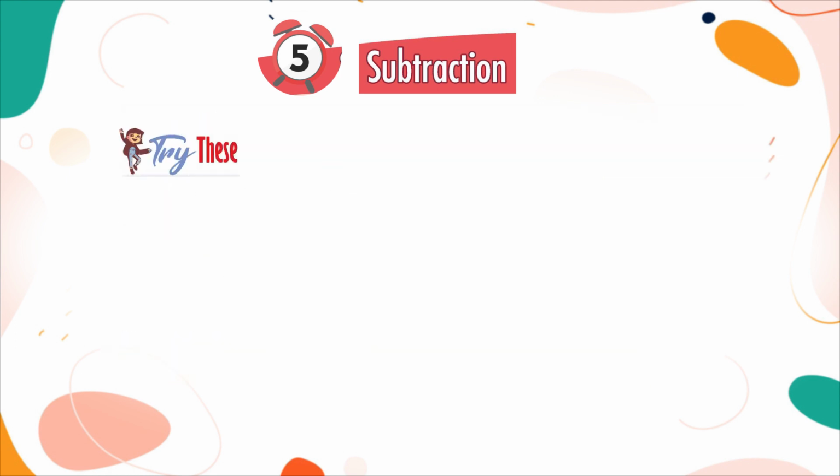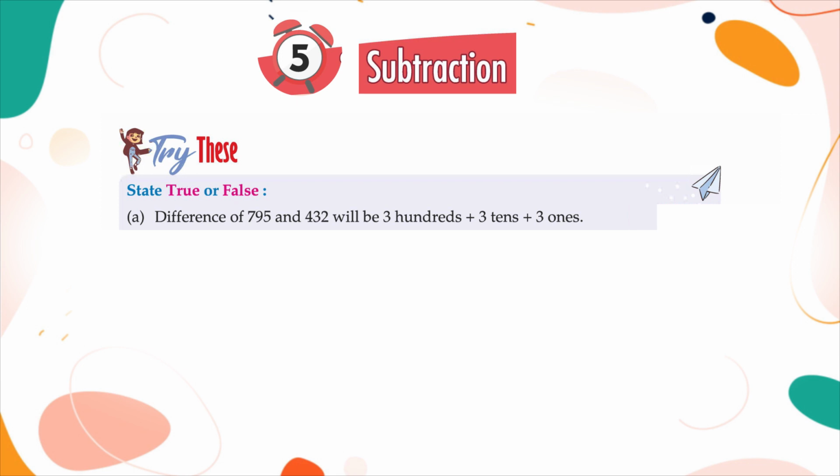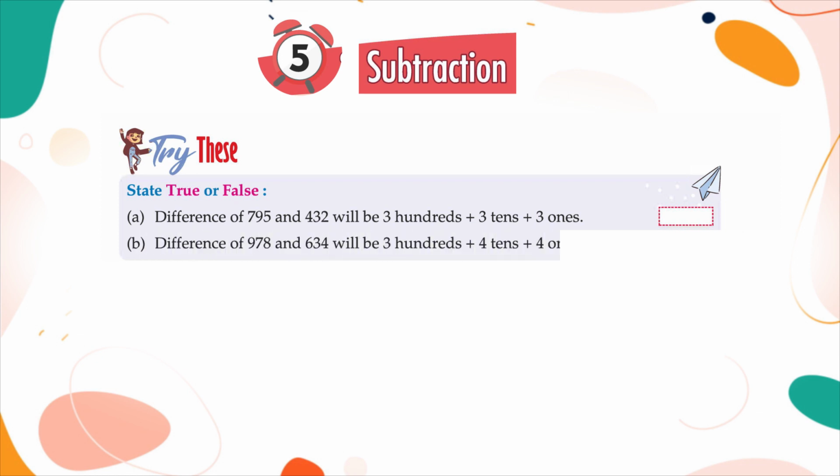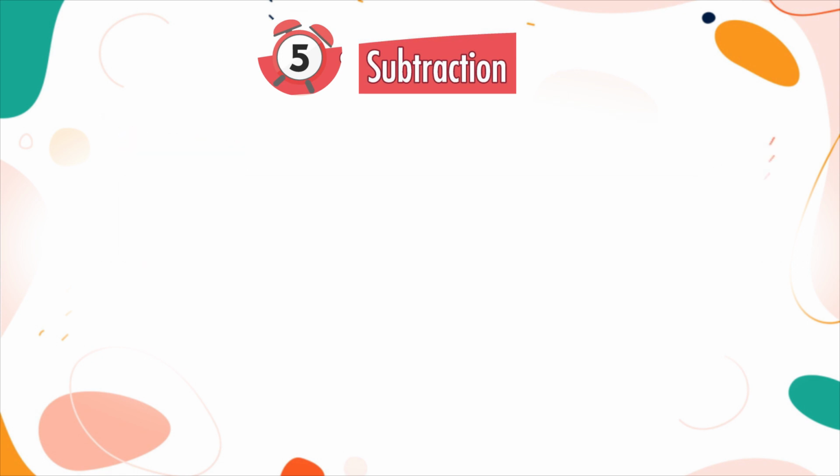Try these. State true or false. A. Difference of 795 and 432 will be 3 hundreds plus 3 tens plus 3 ones. B. Difference of 978 and 634 will be 3 hundreds plus 4 tens plus 4 ones.